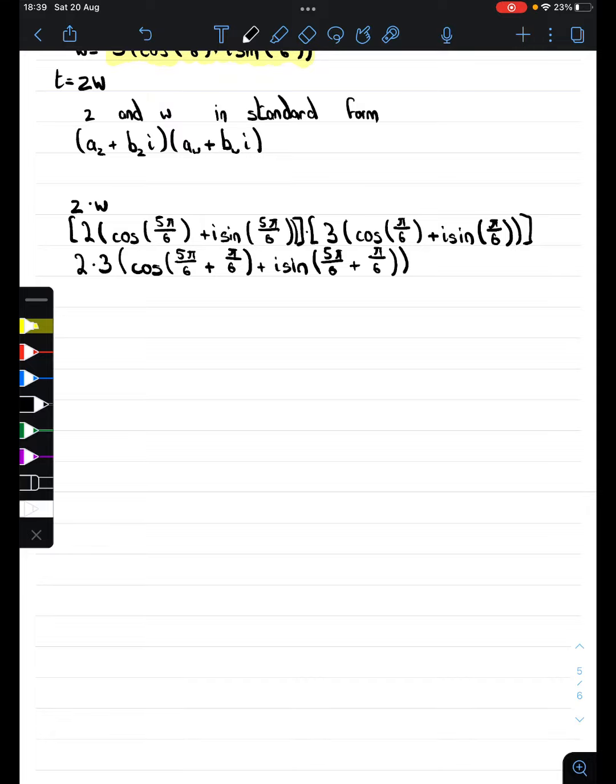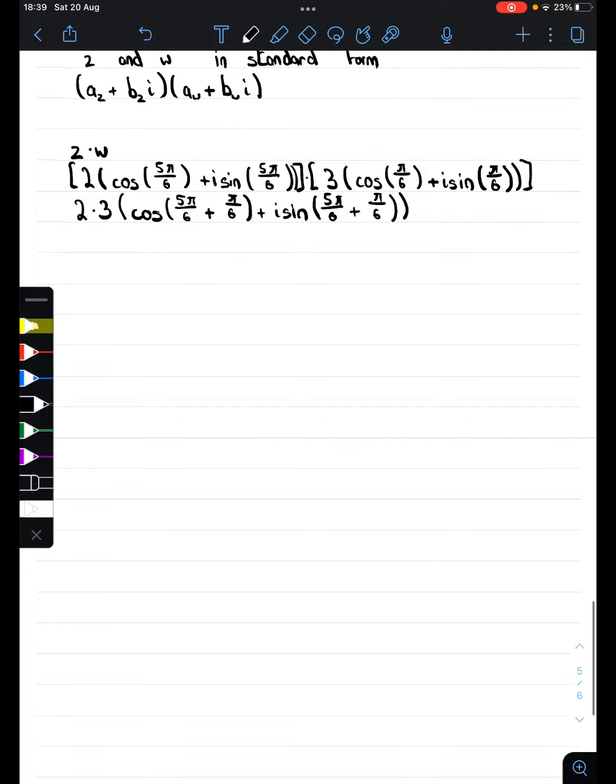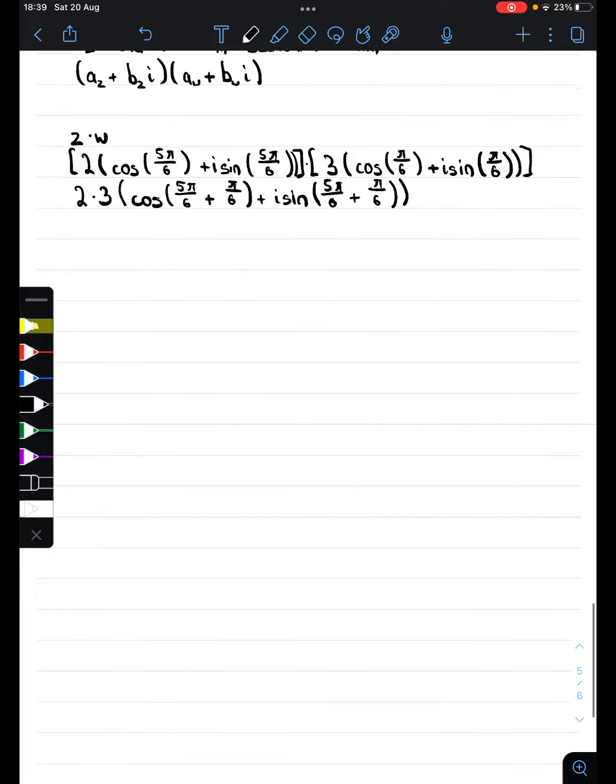Someday I'll go through why this works, why you multiply the magnitudes, although that kind of makes sense. You would just bring this over here. But why you just sum together the angles is a little bit weird.